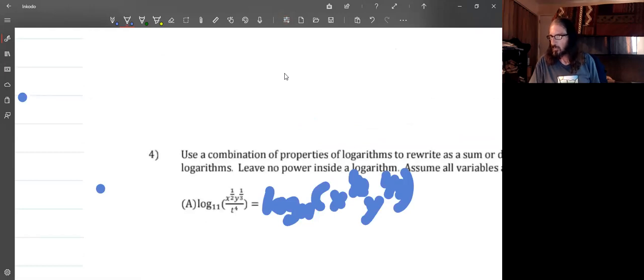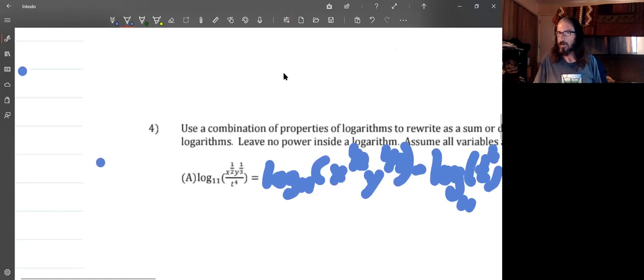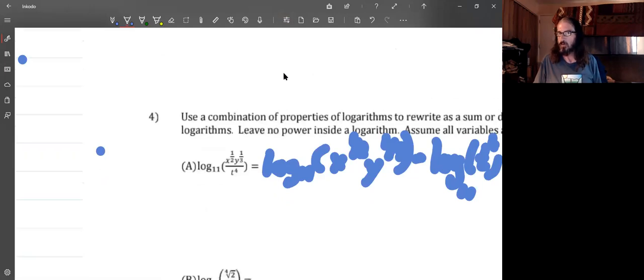Minus the log of t to the 4th in base 11. Now, right now, on that part being subtracted, we could go ahead and apply the power rule right now. But first, I'm going to split up the multiplication as a sum of logarithms.